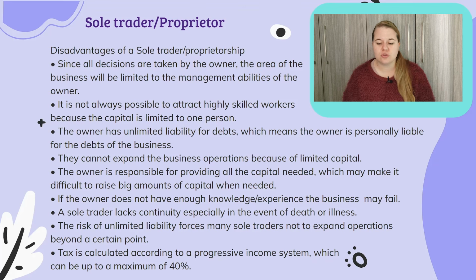It's not always possible to attract highly skilled workers because the capital is limited to one person. So again, that's why I said they normally start as one person, because you're starting the business by yourself, right? So you might not even have enough money to pay a person to help you with your business. The owner has unlimited liability for debts. This means that the owner personally is liable for all the debts of the business. So again, it's going to affect the owner themselves if they get into a debt situation.